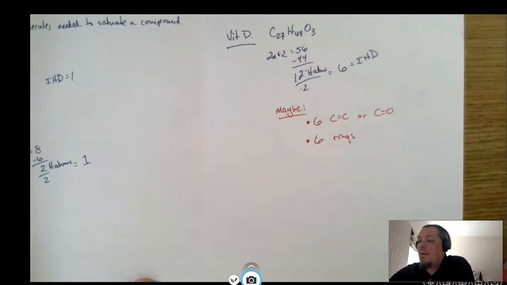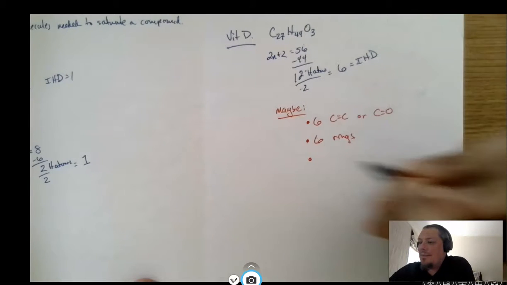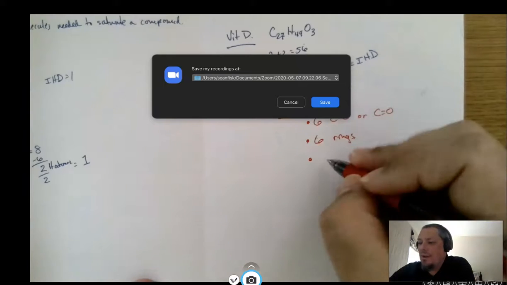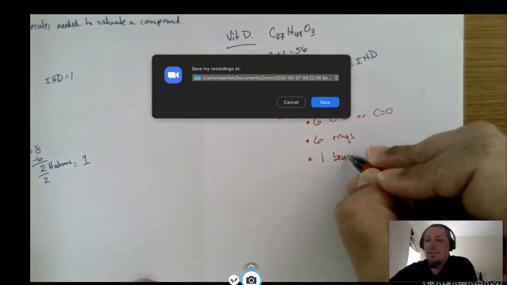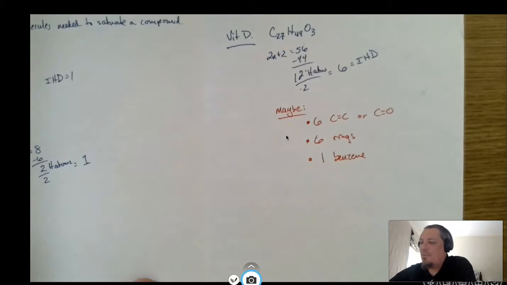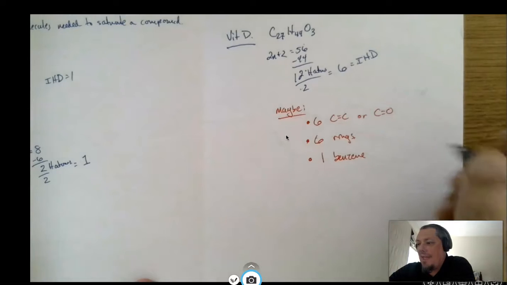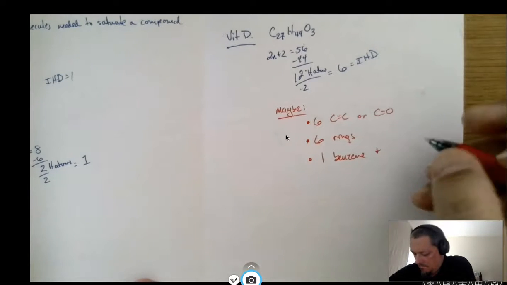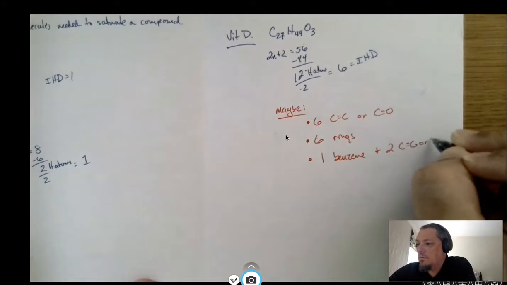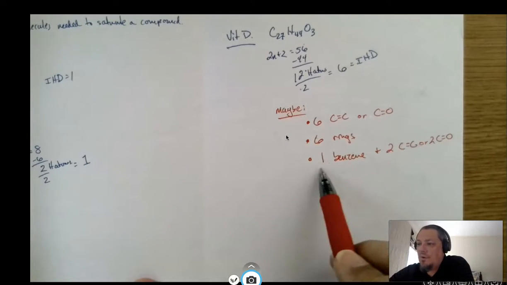To form an aromatic like benzene, an aromatic benzene ring has an IHD of 4. So I might have one benzene ring, one aromatic, and maybe 2 double bonds. That would add up to 6. Benzene ring is 4, 5, 6.